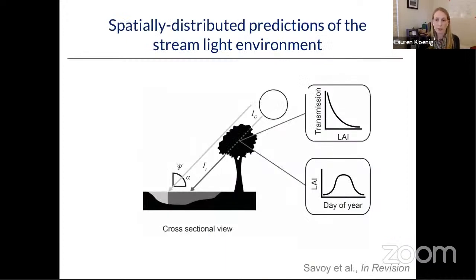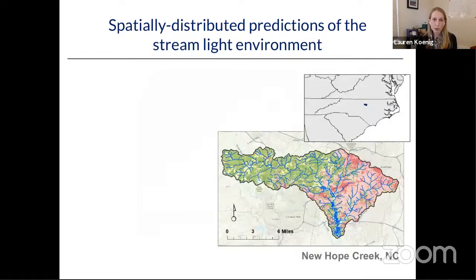So to represent light throughout river networks, we modeled stream surface light. In this model, we can input site geographic location, so latitude and longitude, leaf area index, incoming irradiance, stream width, and tree height estimates based on LIDAR to create temporally dynamic estimates of light that's transmitted through the terrestrial canopy and reaches streams. So I'll use the New Hope Creek watershed in North Carolina to walk you through our basic approach for simulating river network productivity.